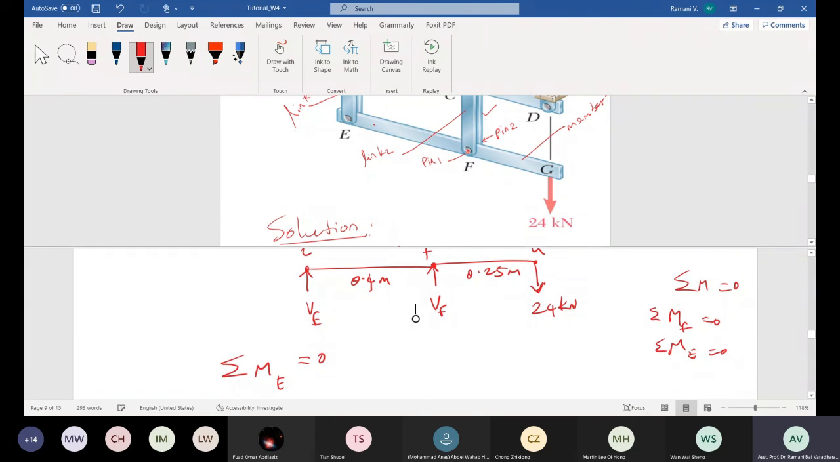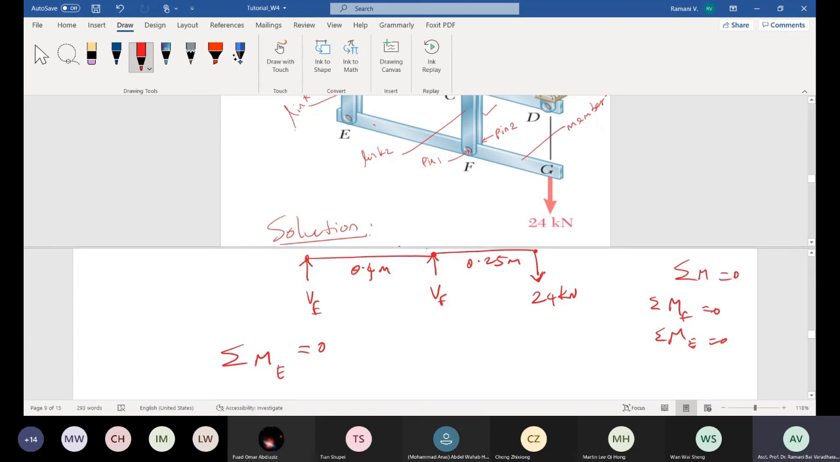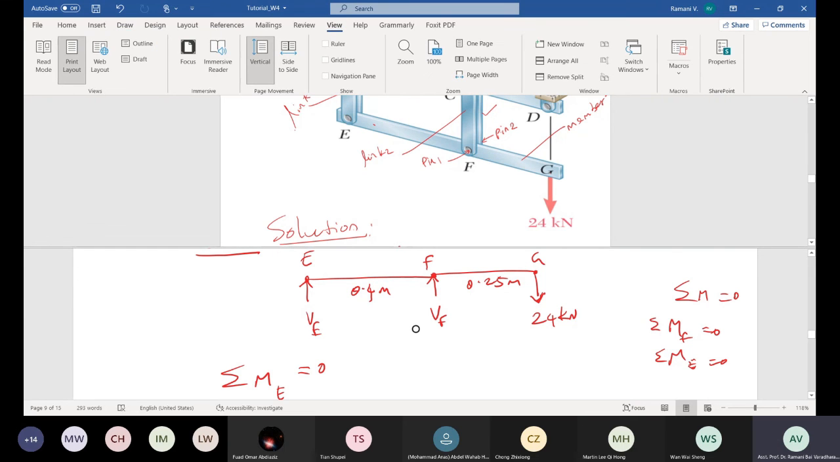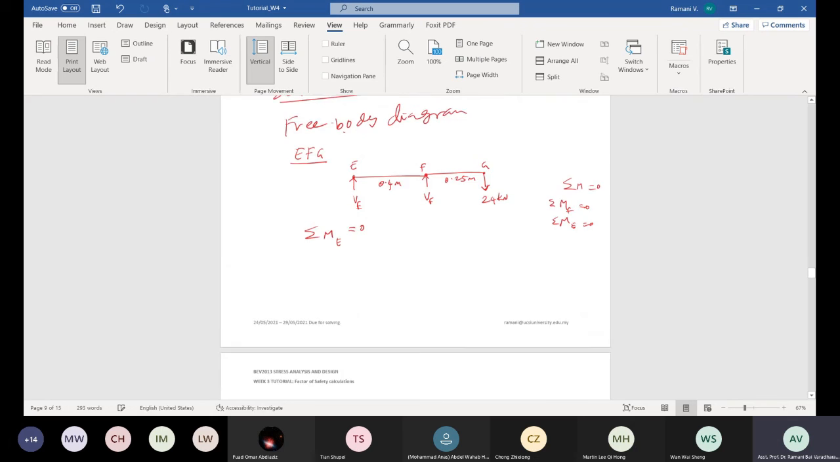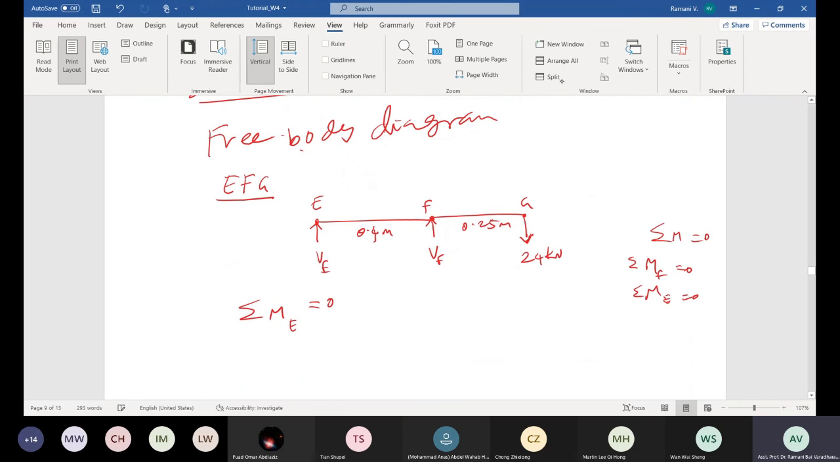Better I put sigma, right? Because it's a pin. Meaning what? There is no reactive moment produced by the body because it's a pin. It can easily move, easily rotate. Because it can freely move, you can always take this as 0, this as 0. Either you solve sigma MF equal to 0, or sigma ME equal to 0. Both ways are okay. Both answers should vanish, right? Let's do one by one.